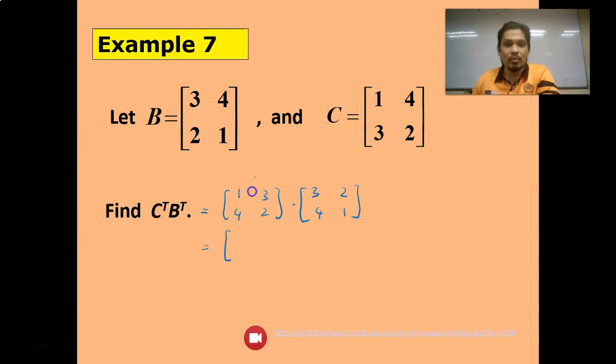Okay. So 1 times 3 equal to 3 plus 4, 3 times 4 equal to 12. 1 times 2 equal to 2 plus 3 times 1 equal to 3. 4 times 3 equal to 12. 2 times 4 equal to 8. 4 times 2 equal to 8. And 2 times 1 equal to 2. 3 plus 12, 15, 18, 12 plus 8, 20, 5, and 10.